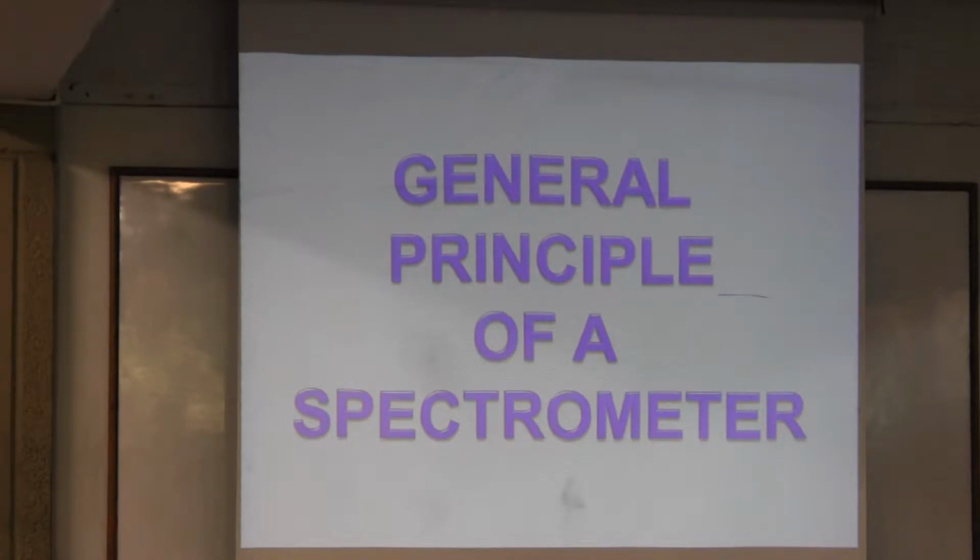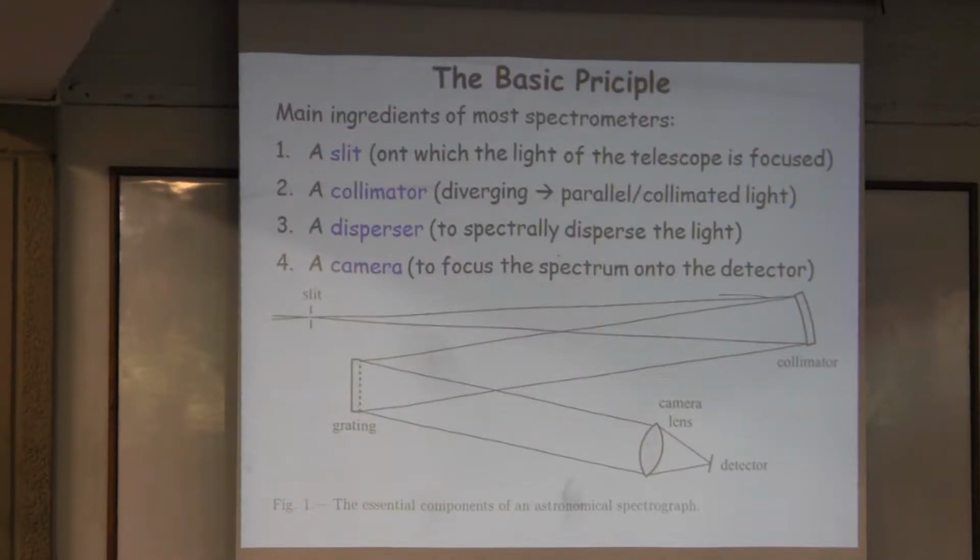Now, how do we measure it? So the principle of a spectrometer is relatively simple. You need the slit, onto which the light of the telescope is focused. You need the collimator that takes the diverging light and collimates it. And we'll see later what a collimated beam is, if you don't know already.